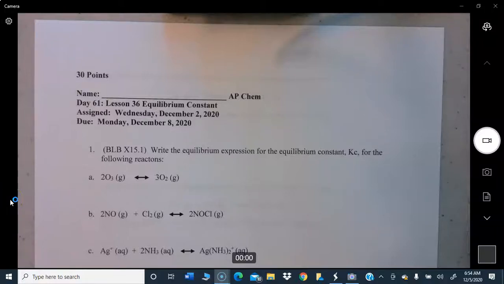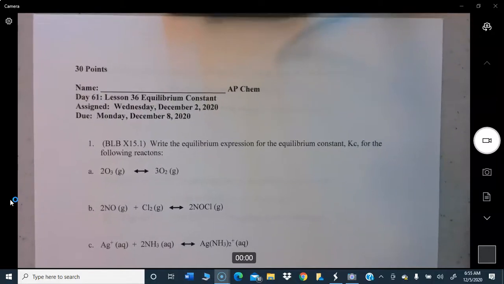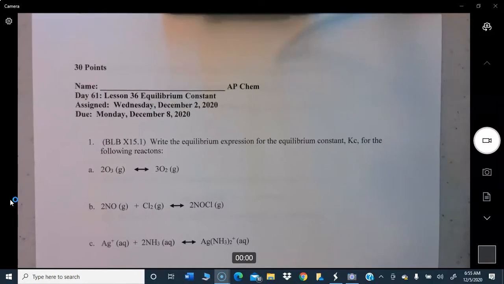All right, Hoover High AP Chemistry. This is lesson 61, day 61. It's the first lesson on equilibrium. This is due on Monday, December the 8th. We'll cover the rest of equilibrium on that day.